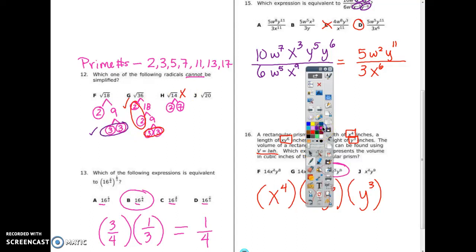What about the last one? 20 can be divided by 2. That gives you 10. 10 can be divided by 2. That gives you 5. I have a pair of 2s, so it can be simplified. What's your answer? H, the one that cannot, la que no se puede, cannot be simplified.